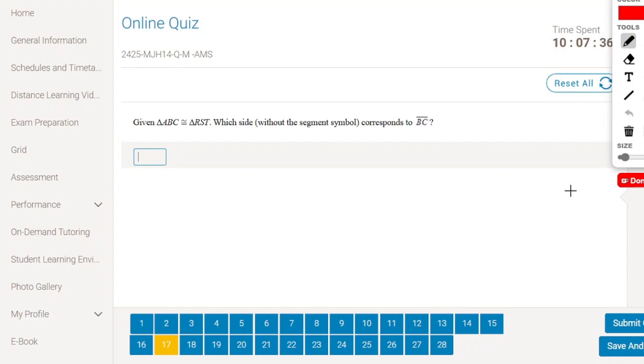Question number 17. Given triangle ABC is congruent with triangle RST, which side, without the segment symbol, corresponds to BC? Let's see here in this triangle I have ABC. So point B will be congruent to S, and C will be congruent to point T. So that means the corresponding line of BC in the other triangle is ST.